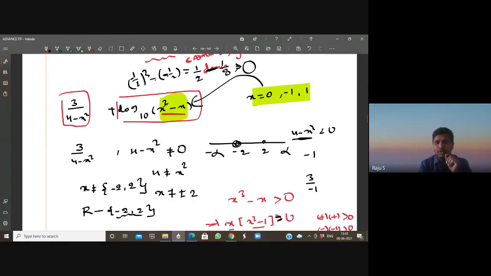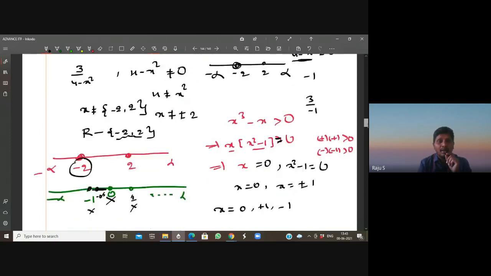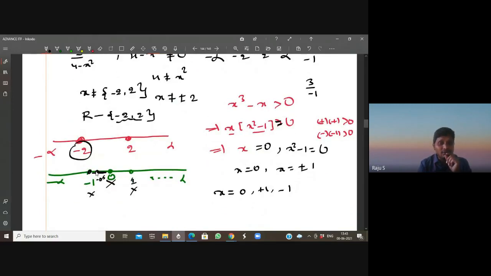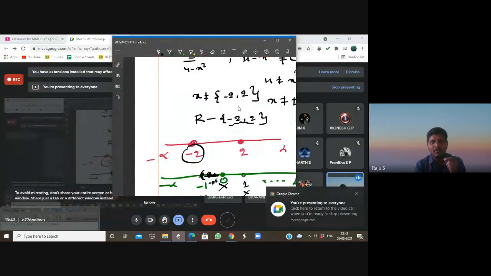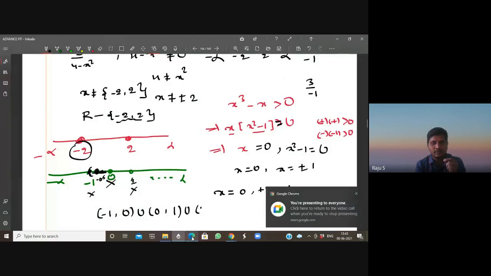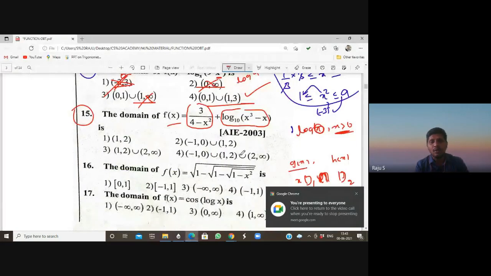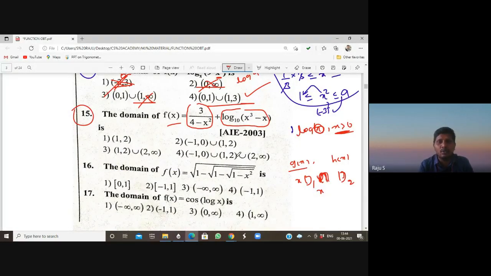So what do you observe here? It exists for negative values also. The logarithm exists for negative values, but other than minus 1. So what to do? Minus 1, we should exclude that. Minus 1 to 0, union 0 to 1, union, then 2 also include here clearly. Then 1 to infinity we will write. Particularly at 2 only it exists.